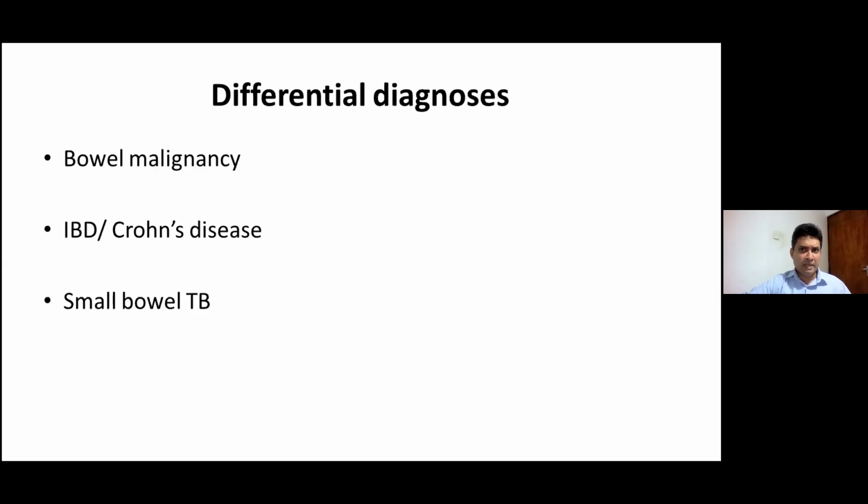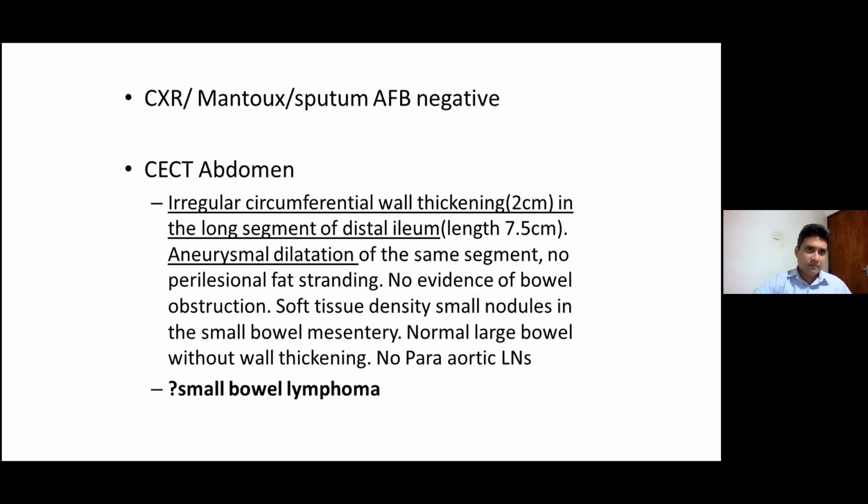So this can be a bowel malignancy, can be a lymphoma, or can be something else. And also inflammatory bowel disease, particularly Crohn's disease, can present in a similar way. And GI tuberculosis can also give rise to these kinds of presentations. So keeping those differential diagnoses in mind, we did chest X-ray, Mantoux testing, and sputum AFB, but all were negative. Then we did the CECT of the abdomen.